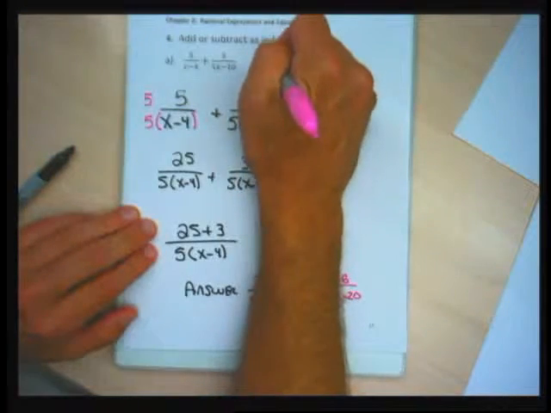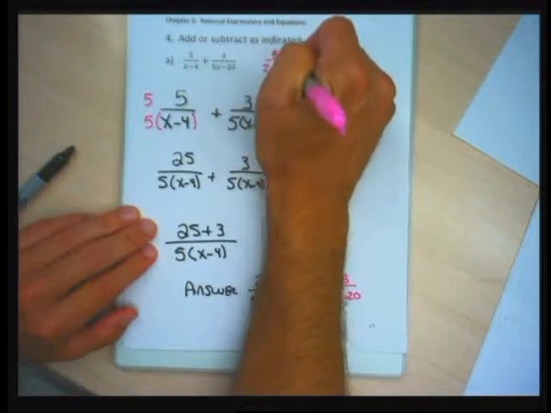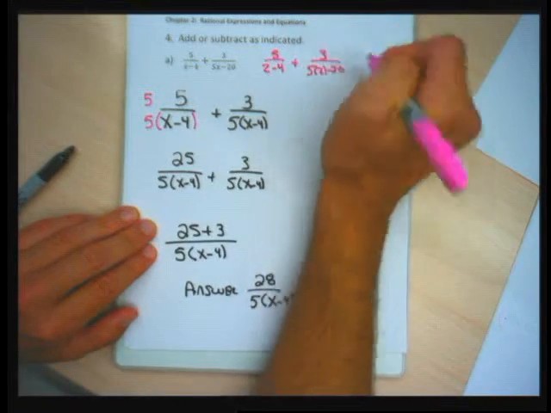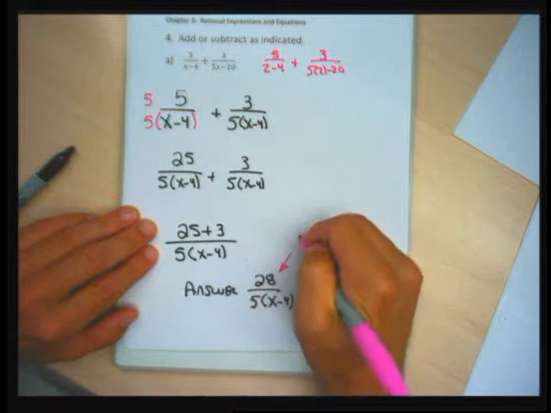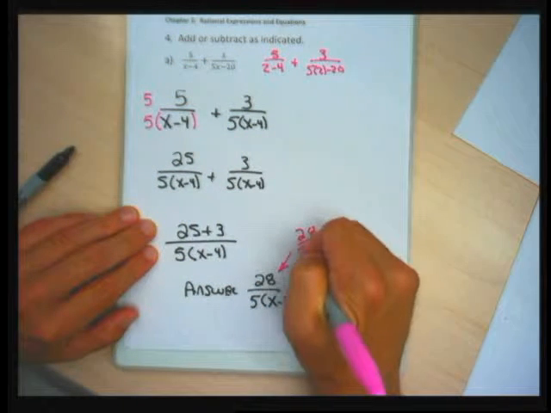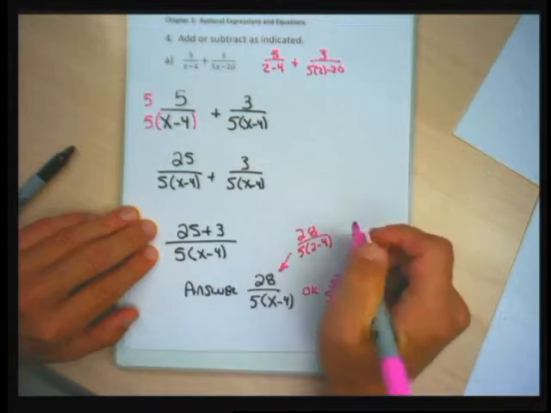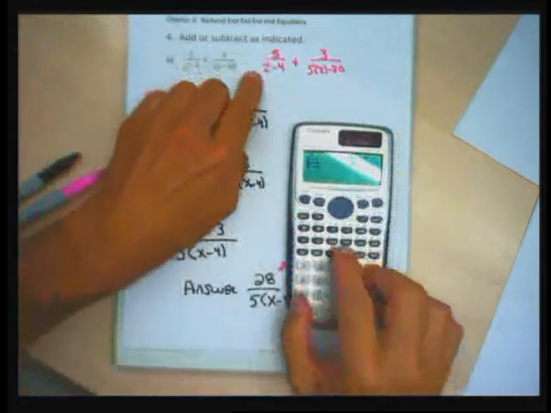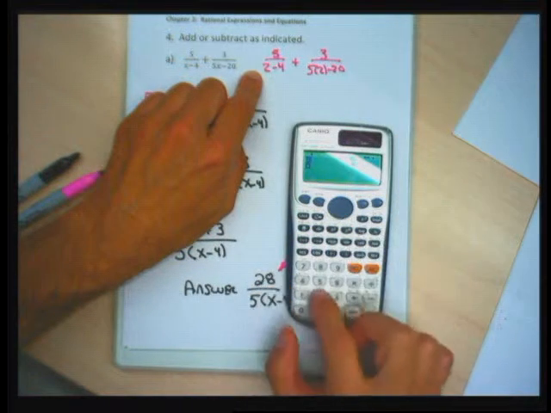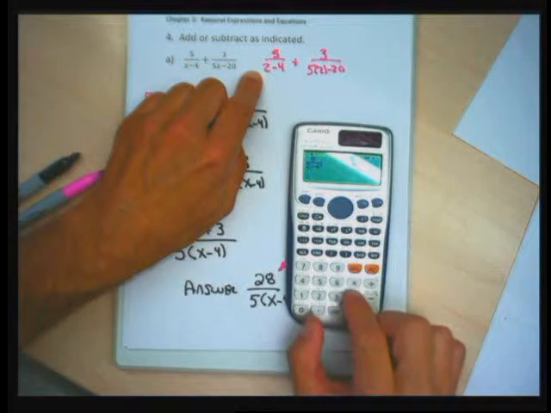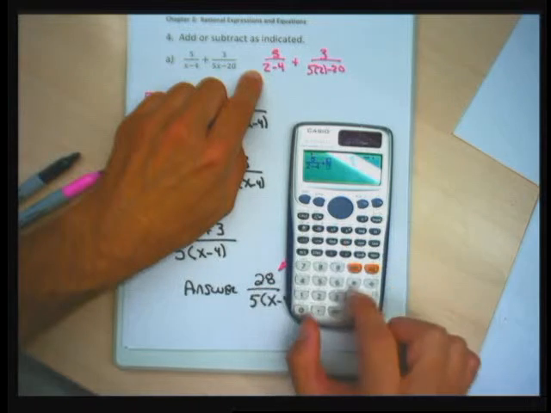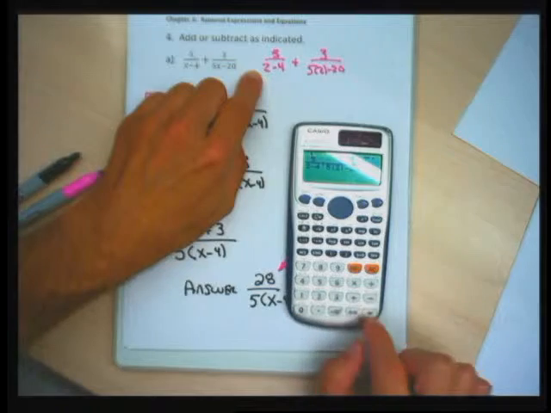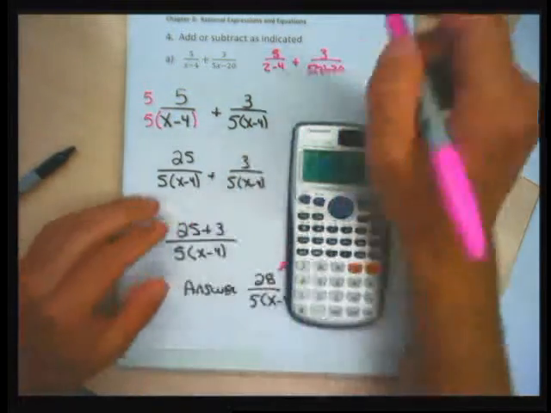I'm going to check by plugging in 2. I'm going to go 5 over (2 minus 4) plus 3 over (5 times 2 minus 20). And I'm going to plug in 2 here: 28 over 5 times (2 minus 4). The only way my answer is correct is if those numbers match up. So first computation, the fraction 5 over (2 minus 4) plus the fraction 3 over (5 times 2 minus 20). I get negative 14 over 5.